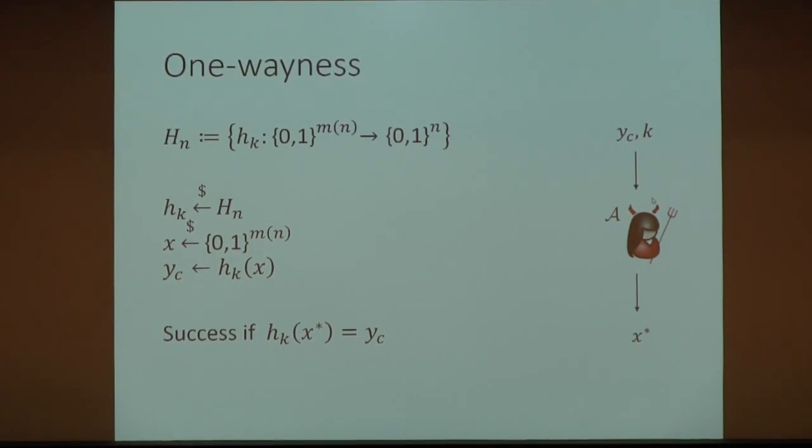So if we've got such a function family, then one-wayness can be defined as a game where an adversary receives an input y_c and a k. So k is a function description that describes a uniformly random function in this family. And y_c is computed by sampling a random element from the domain and then evaluating the function. So this is a bit different. You could also define it simply by sampling y_c from the range, but then you're not guaranteed that y_c actually has a pre-image. So that's why it's defined this way.